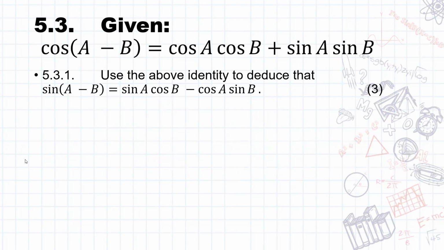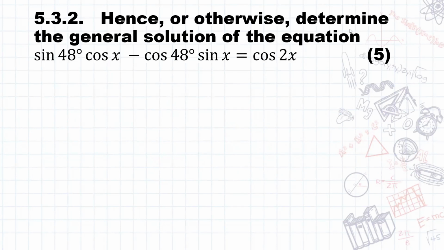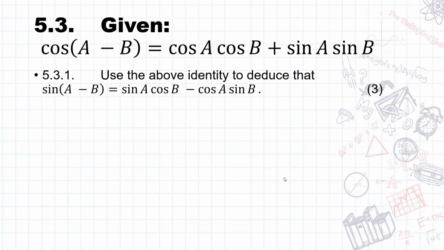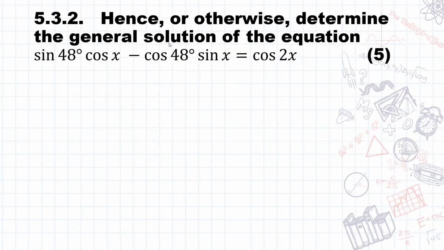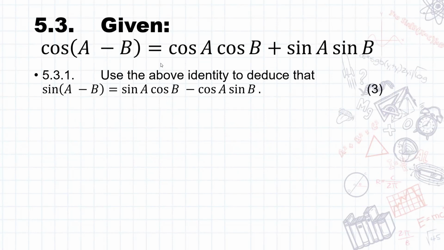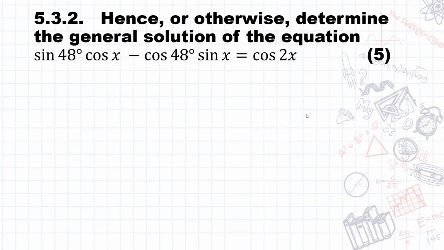Okay. Now it says 5.3.2, hence or otherwise, determine the general solution of the equation. So when they say hence, they're saying use the previous solution to find the new solution. That's generally the suggestion that they're making. Okay, and we can see that this is a sine, cos, sine, which is what we used over here, right? You see this one here.